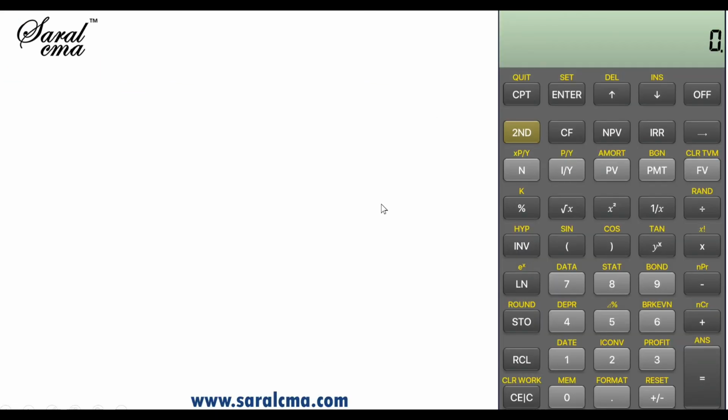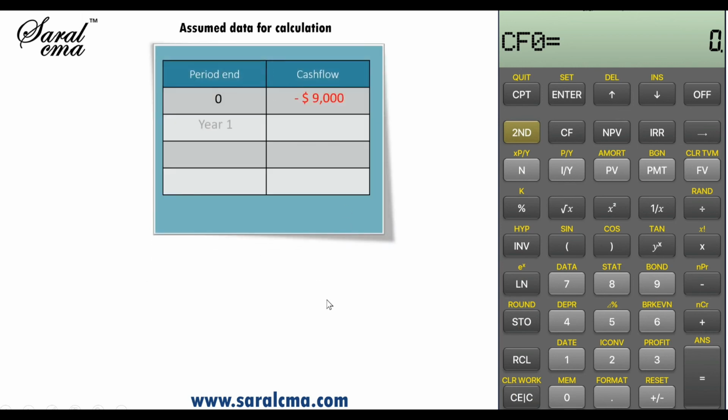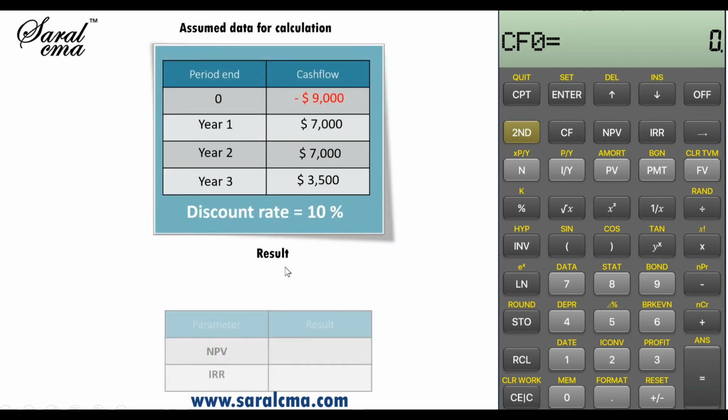Let us input the assumed data into the calculator and calculate NPV and IRR. For this, press the CF key to activate the cash flow worksheet. As mentioned earlier, the first step is to clear the calculator of past data. This can be done by pressing second and clear work keys. Here is the assumed data for calculation. Let us also keep the results table ready.